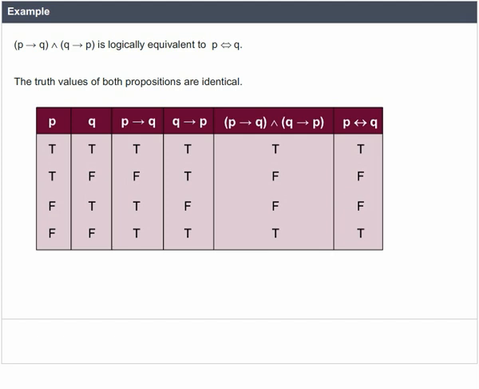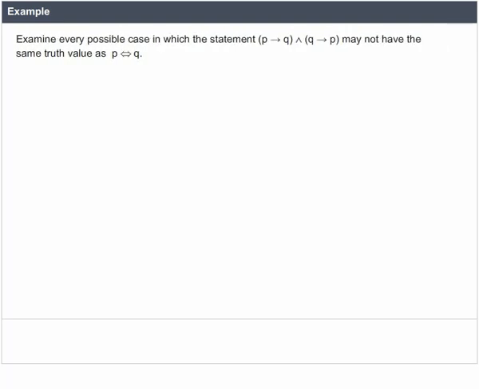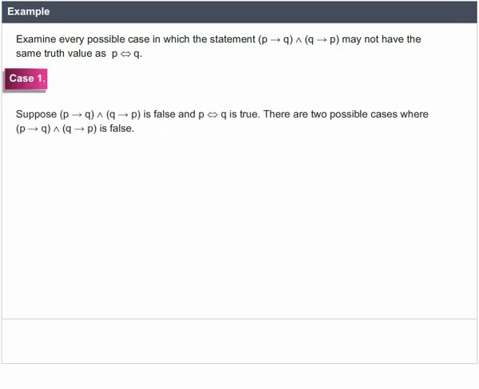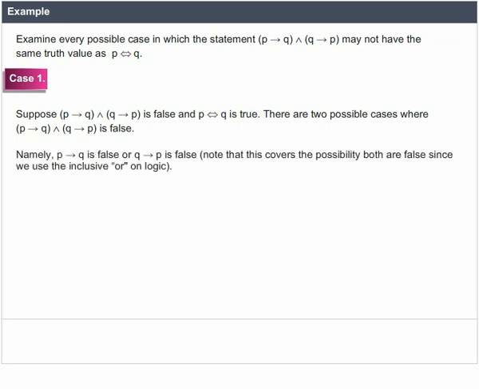Examine every possible case in which the statements (P implies Q) and (Q implies P) may not have the same truth value as P if and only if Q. Case 1. Suppose (P implies Q) and (Q implies P) is false and P if and only if Q is true. There are two possible cases where (P implies Q) and (Q implies P) is false, namely, P implies Q is false or Q implies P is false. Note that this covers the possibility both are false, since we use the inclusive or in logic.